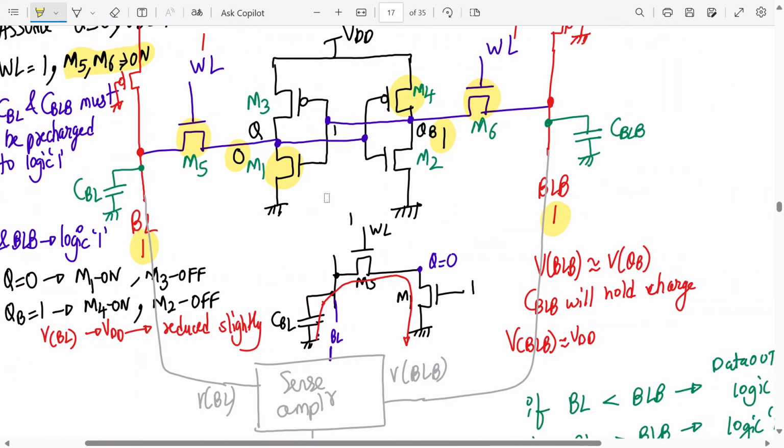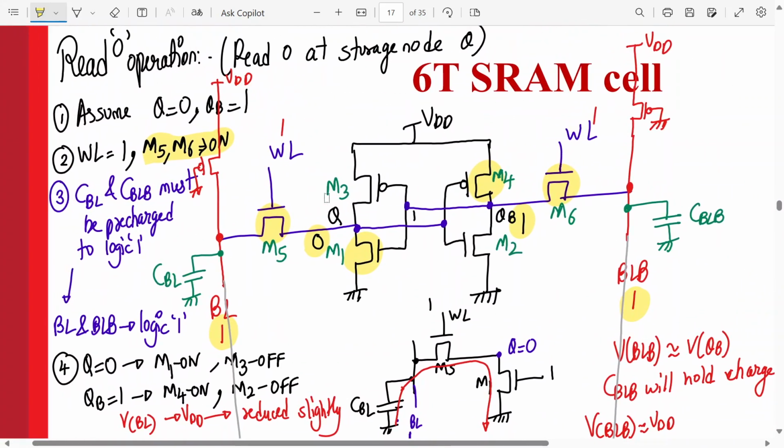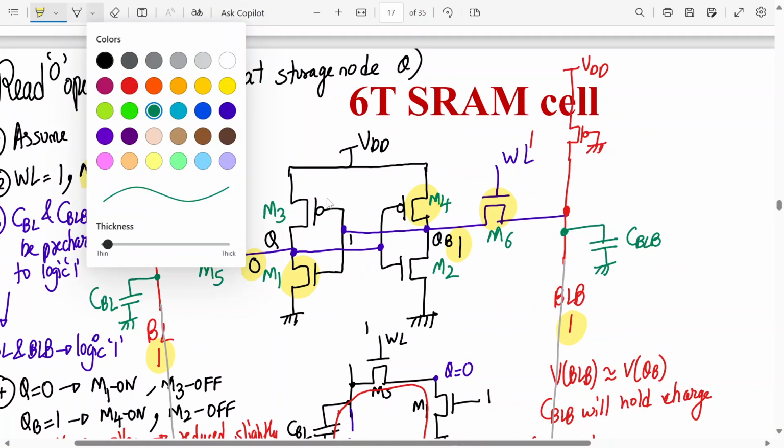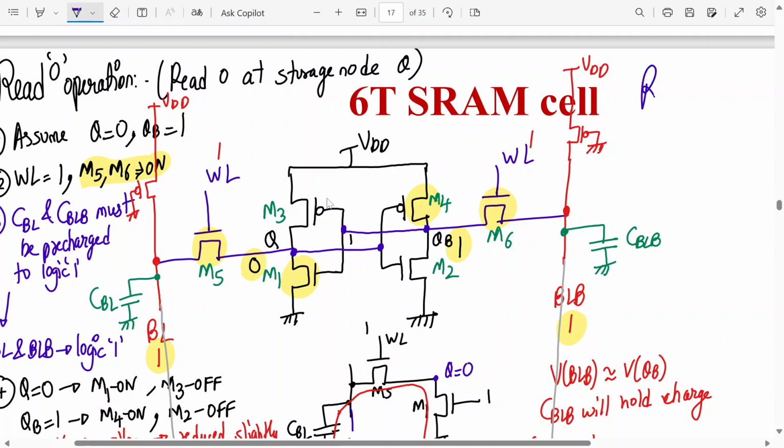Yes? Very good. So now similarly you will explain the read 1 operation. For the read 1 operation, I will just be explaining it over here.